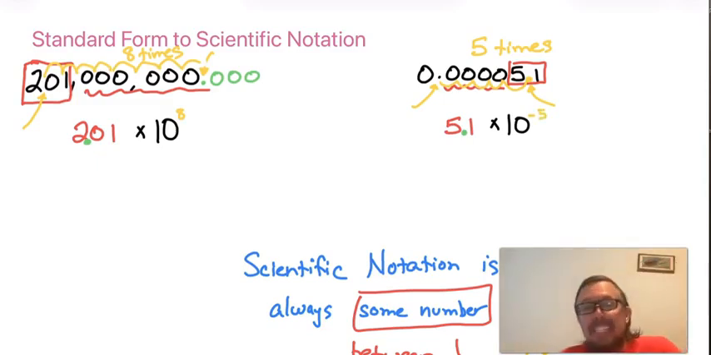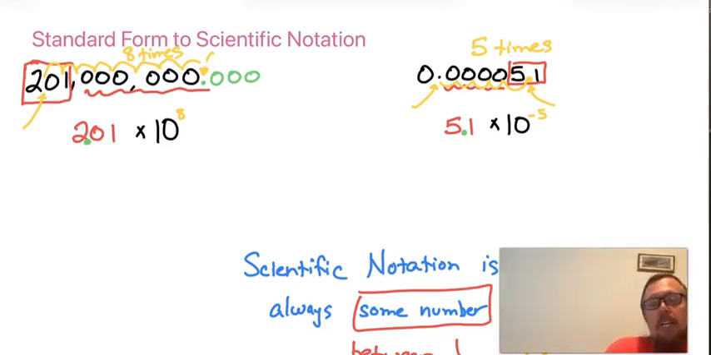So 51 millionths in scientific notation is 5.1 times 10 to the negative 5th, and that's how you write numbers in scientific notation. The really big number is going to be a digit between 1 and 10 times 10 to a very large power, and a really small number is going to be a digit between 1 and 10 times 10 to a negative power.